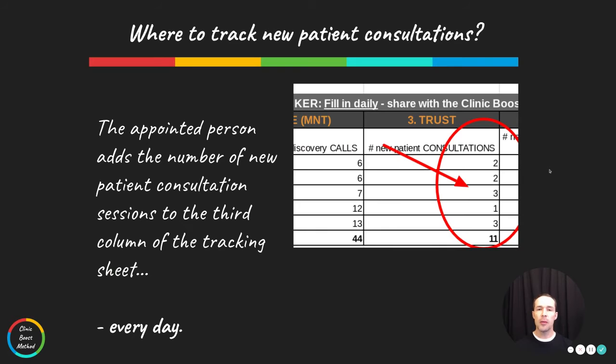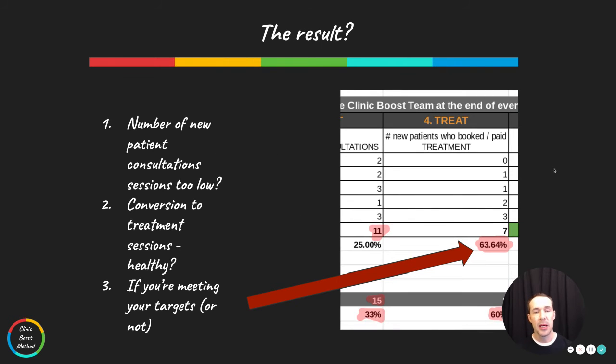Okay. Now, putting them in the sheet, very easy. There's a person who is appointed to add the numbers to the sheets, adds it to the 3rd section. Very, very simple. And do it every day as we discussed previously. Okay. And the things that we're looking at here are the number of new patient consultations. Are the number of new patient consultation sessions too low?